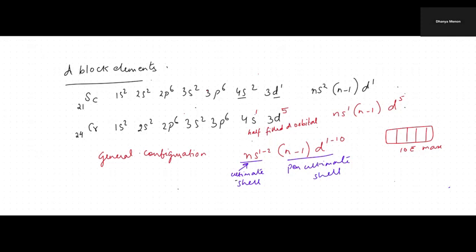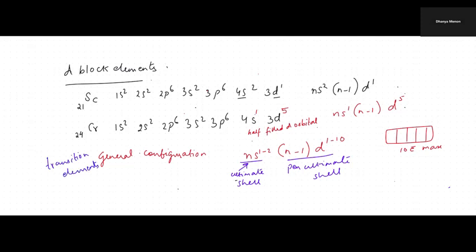Okay, so the S subshell here is called the ultimate shell. For D, it is called the penultimate shell. So in D block elements, the electrons enter the D orbital of the D penultimate shell. Okay, and the D block elements are also called transition elements.